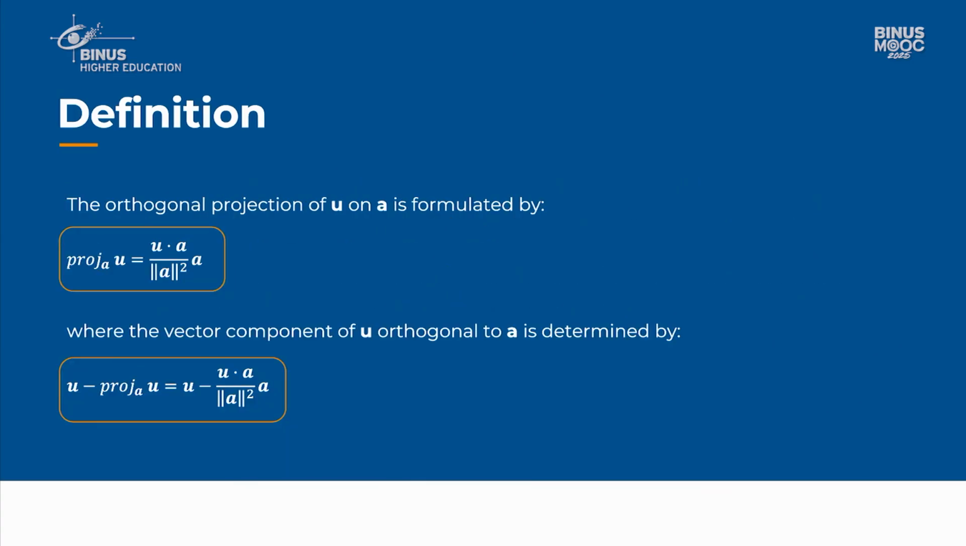We can determine the orthogonal projection of u on a, and also determine w2. The orthogonal projection of u on a is formulated as projection of u on a equals u dot a divided by the norm of a squared times vector a, where the vector component of u orthogonal to a is determined by u minus projection of u along a, which equals u minus u dot a divided by the norm of a squared times vector a.